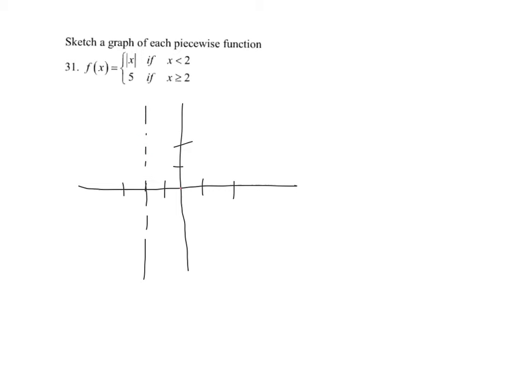I'm going to put an open circle there because it doesn't include x equals 2, and then I'm going to go up 1 over 1. Basically, it looks like the line y equals -x. Then to the right of 2, I use the graph y equals 5. My scale's a little off. That's going to be a horizontal line. It's filled in at x equals 2, and then I graph it to the right.